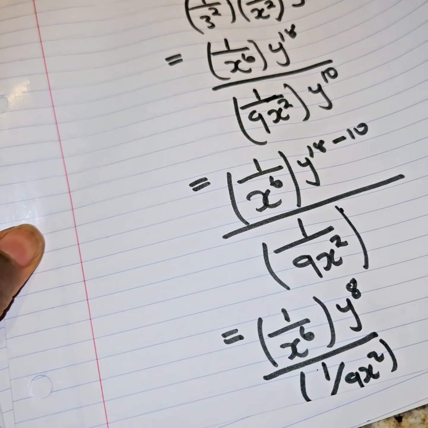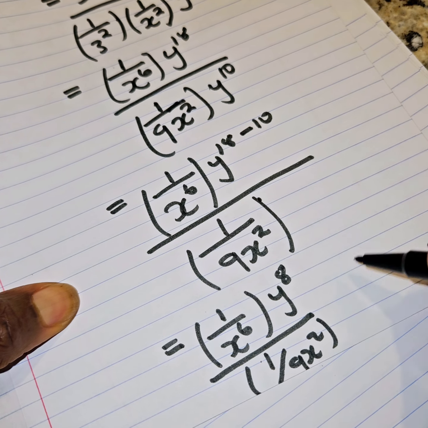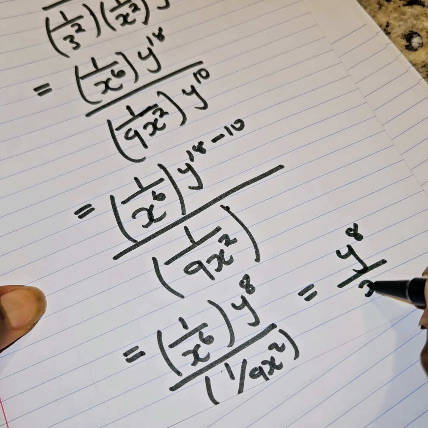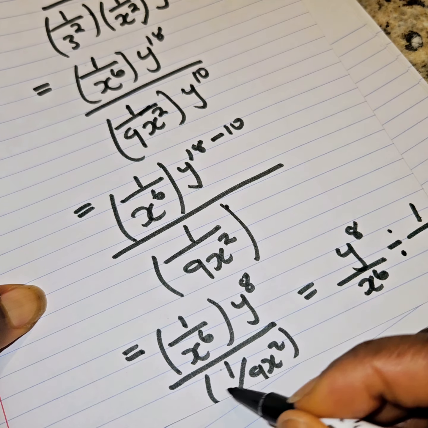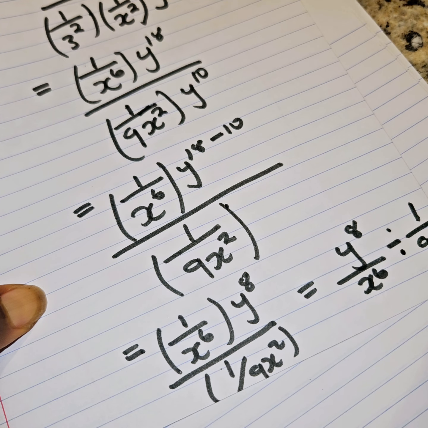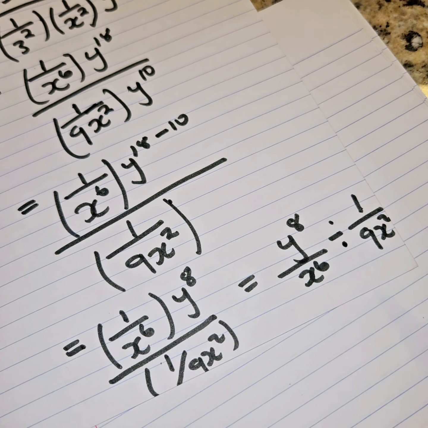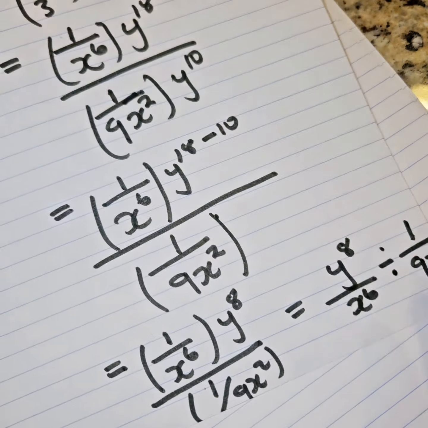So for the next step, I'm going to write it in some way. I could skip the next step, but I'm not going to skip it. Remember here we have 1 over x to the 6 times that. So I will write this as y to the 8 divided by x to the 6, then divided by 1 over 9x squared, divided by all of this. I hope you understand that. Then I'm going to use the fact that if I am dividing, I should multiply and invert.